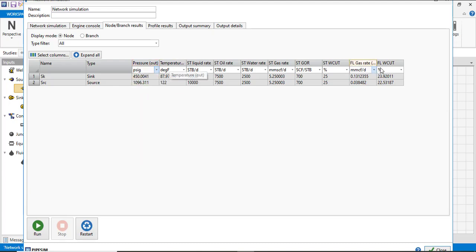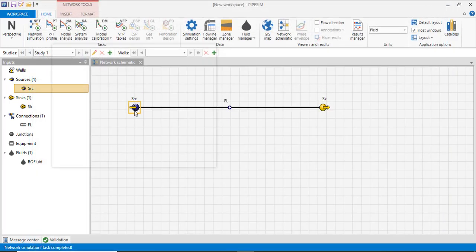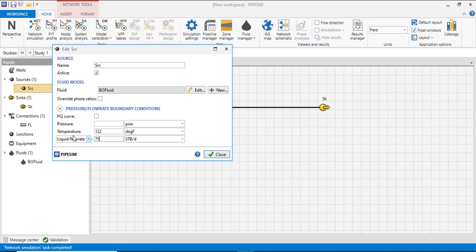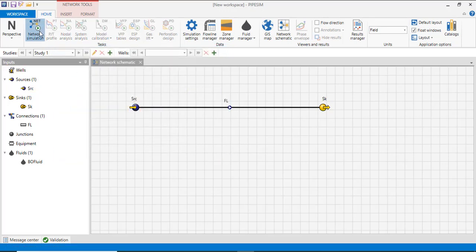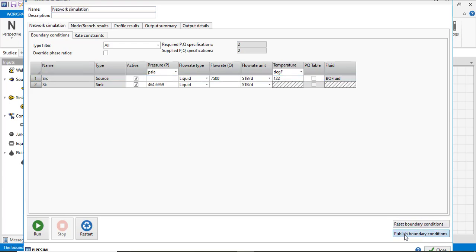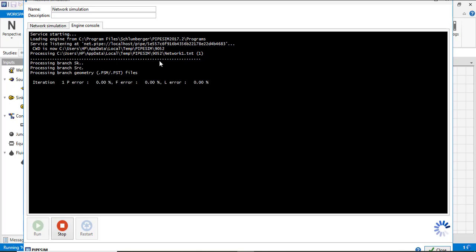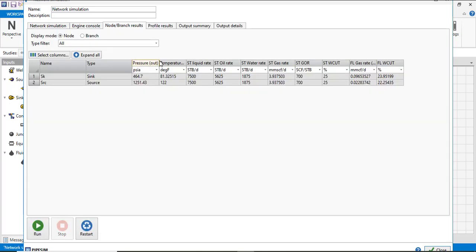Now, because we have reduced the flow rate, for the same water cut we are getting around 1250 psig pressure at the discharge. So what's the reason for it?